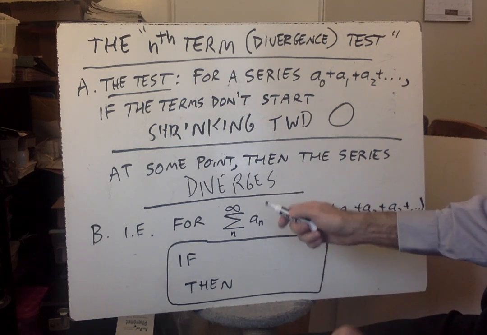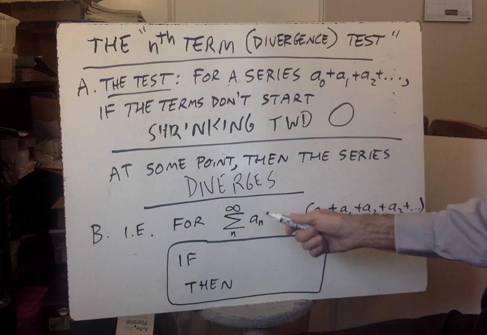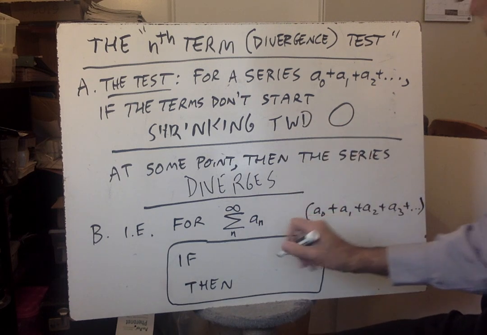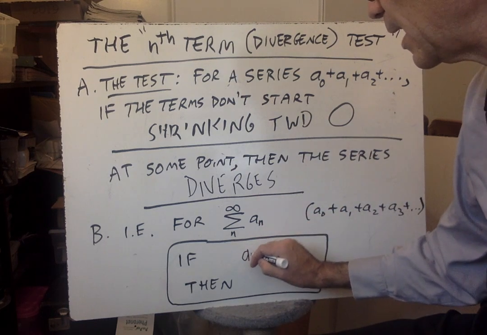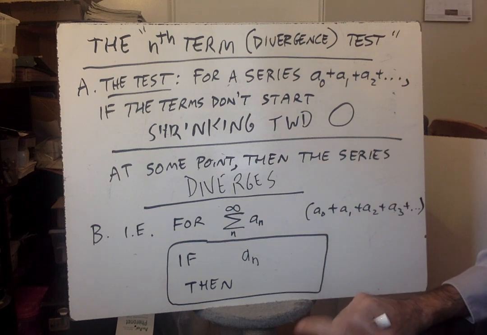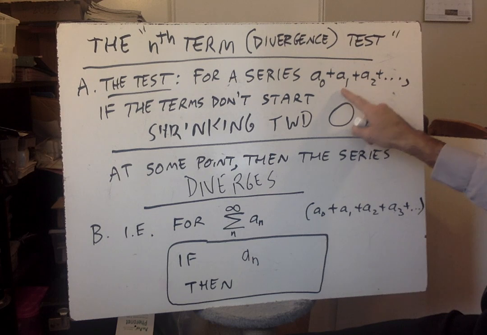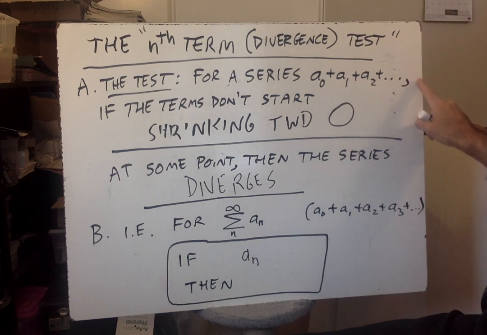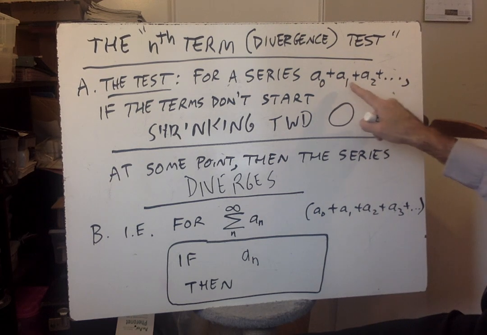But when you write out the test, you don't write the series. You're talking about what the individual terms are doing, so you have to write a sub n. And we want to look at a sub n as what happens as we go like this. So what number is changing here? The n is. And what's happening to the n? It's getting bigger and bigger and bigger.